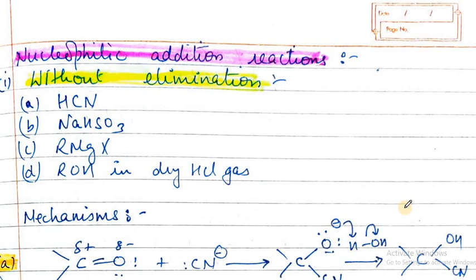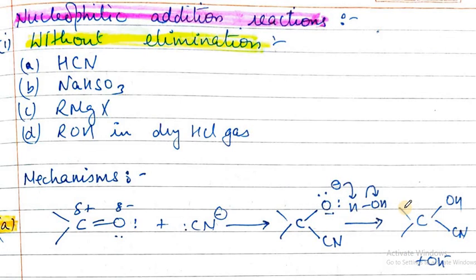Now the next topic is nucleophilic addition reaction mechanisms. The reactions we have already done. The reactions involved in nucleophilic addition are of two types: one in which elimination of small molecules does not take place, and in the second, elimination of small molecules takes place. So first, in which no small molecules are removed, that is reaction with HCN, then reaction with sodium bisulfite, then reaction with Grignard reagent, and then with alcohol in dry HCl gas. These reactions we have done already.